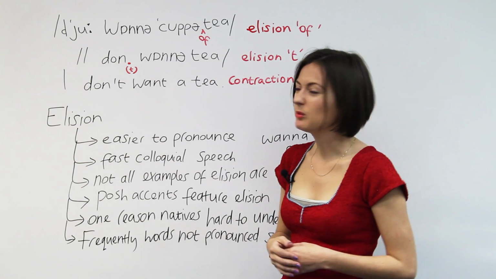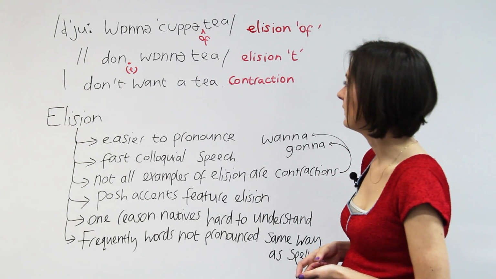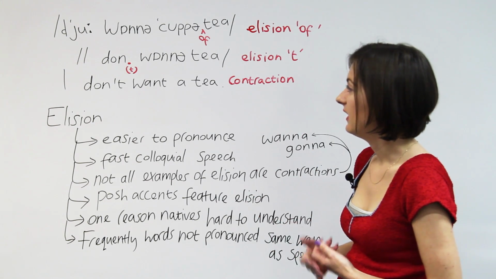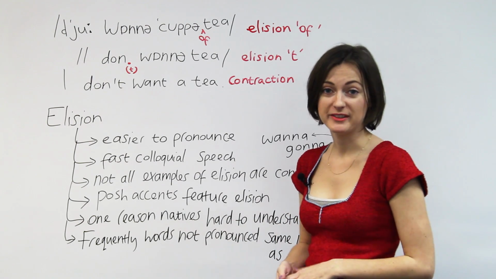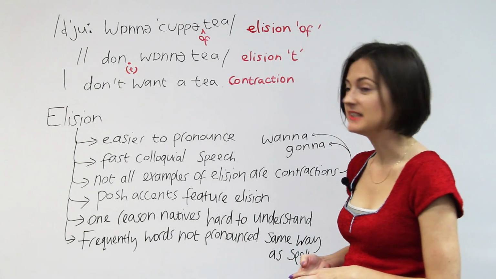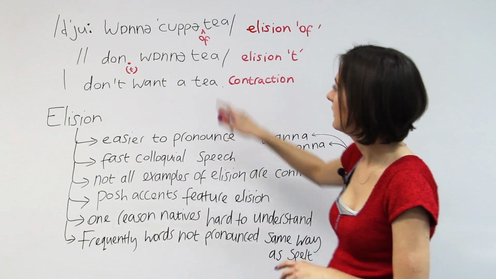So we like tea in England, right? We like to drink tea. Well, we call it a cup of tea. And if I were to offer you that, I'd say, do you want a cup of tea? Do you want a cup of tea? And we've got an example of elision in that sentence.